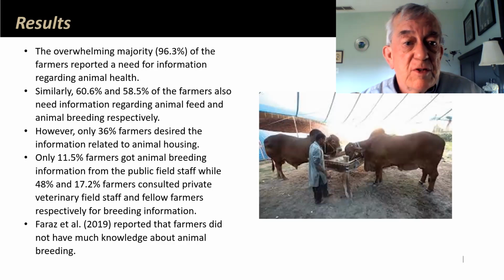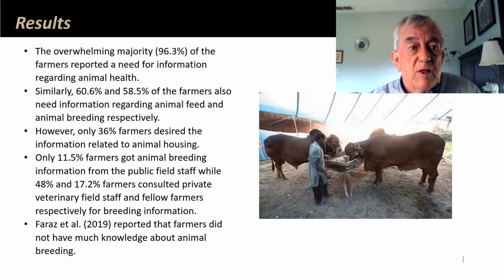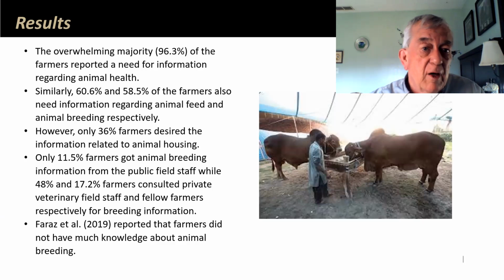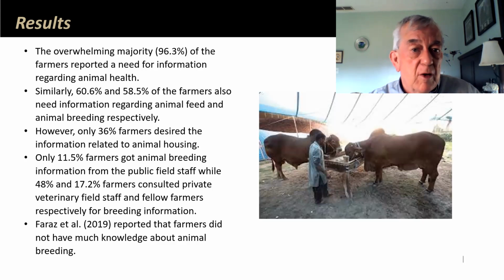A lot of results, but from those, we decided to put in this abstract just a little bit of the facts and the data. The overwhelming majority of the 383 respondents, who were categorized in different ways by land owning and renting and all of that, needed help with animal health. That was their primary and largest need.